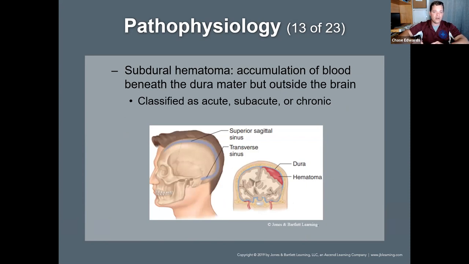All right, a subdural hematoma is an accumulation of blood beneath the dura mater but outside the brain. It's the most common intracranial hemorrhage and may or may not be associated with skull fracture. Bleeding within the subdural space typically results from rupture of the bridging veins between the cerebral cortex and the dura. A subdural hematoma is associated with venous bleeding, and the patient often experiences a fluctuating level of consciousness, focal neurologic signs, or slurred speech. It's classified as acute, subacute, or chronic.